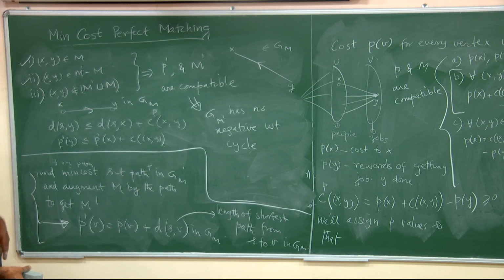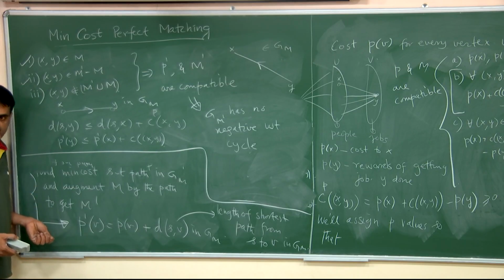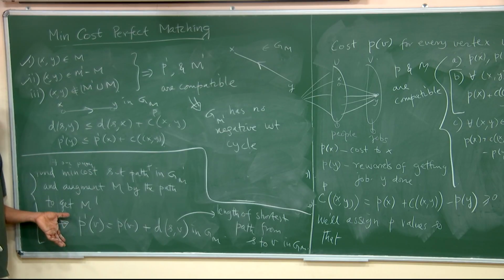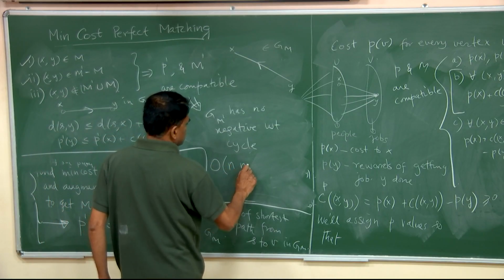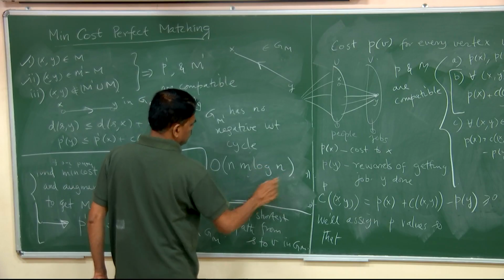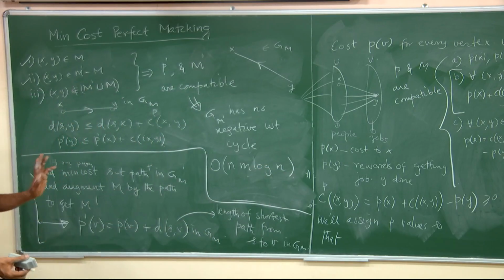So what is the overall running time of this algorithm? We are doing n augmentations, and in each augmentation you are doing Dijkstra's algorithm to find the shortest path from S to T, and along the way S to every vertex. Dijkstra will take you m log n. So in some low polynomial time, what we can do is minimum cost perfect matching.